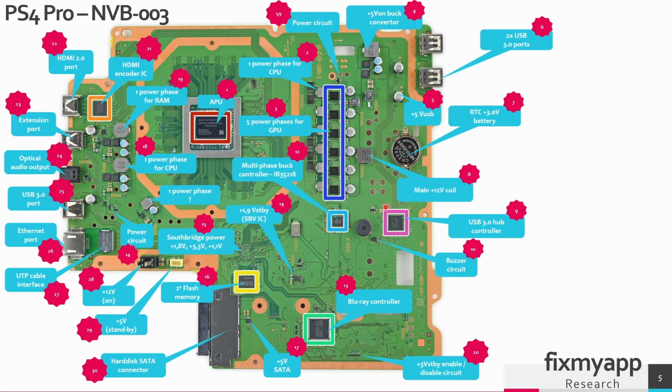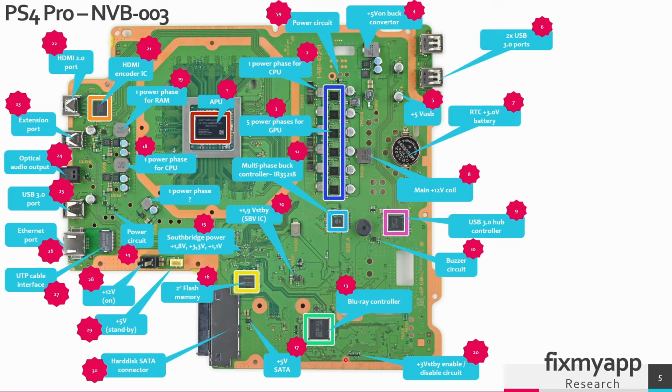This is a USB 3.0 hub controller. It connects the two USB ports here and the USB ports here to the Southbridge, and the Southbridge is located on the other side in this region. In this region you can find the buzzer or the speaker circuit.